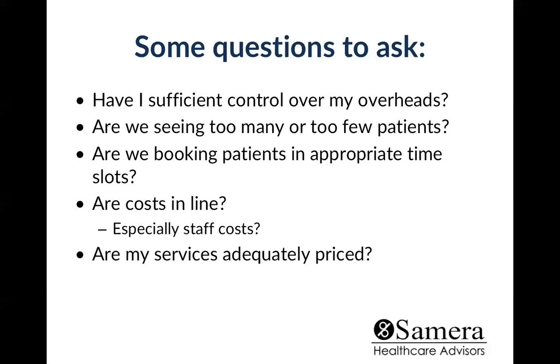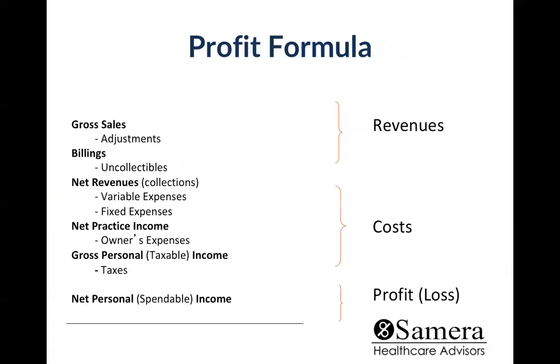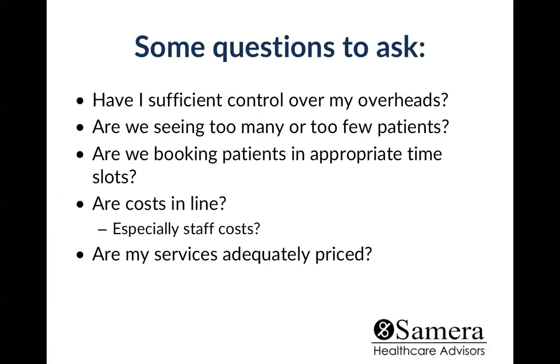Another option is, are we seeing too many or too few patients? Quite often, you might be seeing too many patients, but you're not necessarily delivering the care for them and getting the best treatment plans out of them. Are we booking patients in appropriate time slots? That could be another issue. Are the costs in line, especially staff costs? Staff costs are usually things that go out of kilter, where people sometimes employ too many staff. And are my services adequately priced? So these are questions that you could ask when you're looking at your accounts, looking at performance, to see what do I need to do?